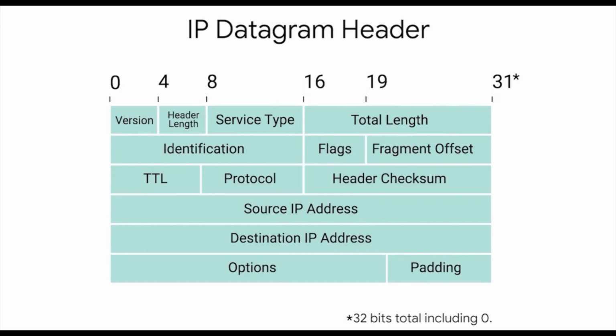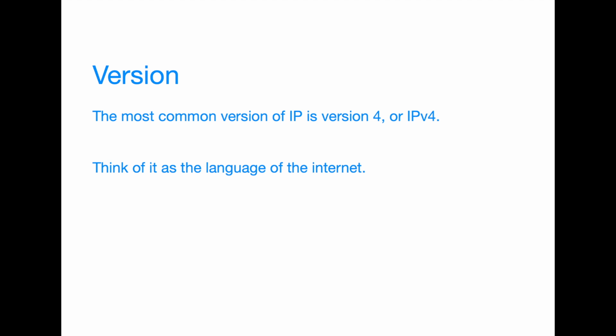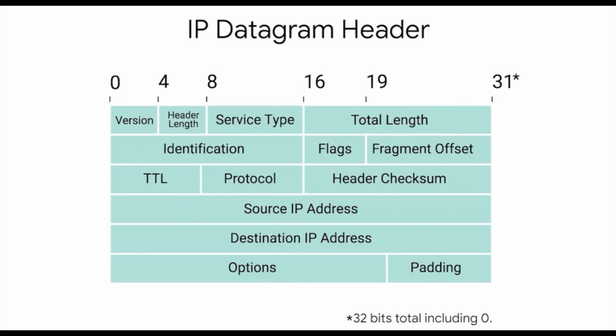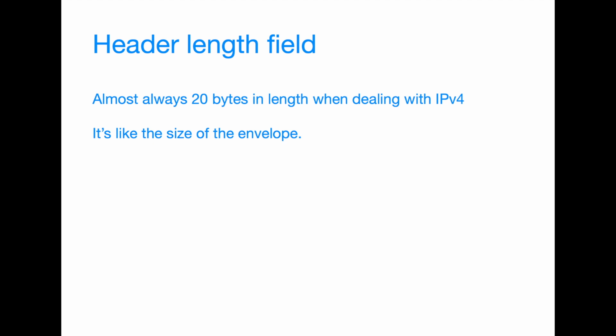The header is the first part of an IP datagram, and it's packed with information. The very first thing it tells us is the version of the Internet protocol in use. Think of it as the language of the Internet. Most commonly, we use IPv4, but IPv6 is gaining popularity. Next, we have the header length field. It's like the size of the envelope. For IPv4, it's usually 20 bytes, the minimum size to hold all the necessary information.